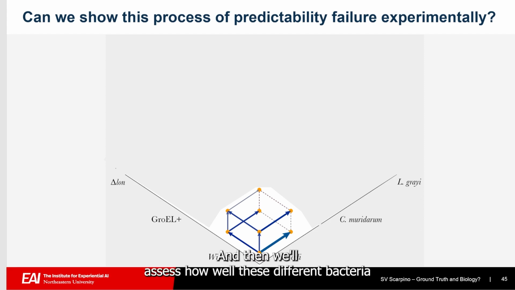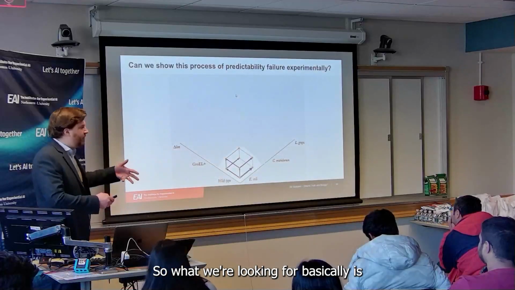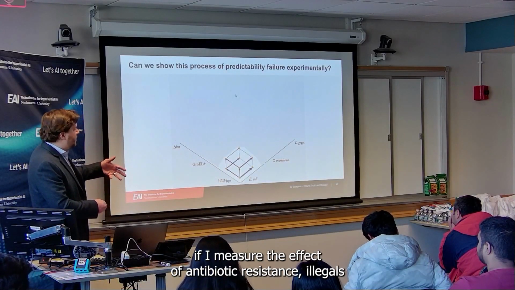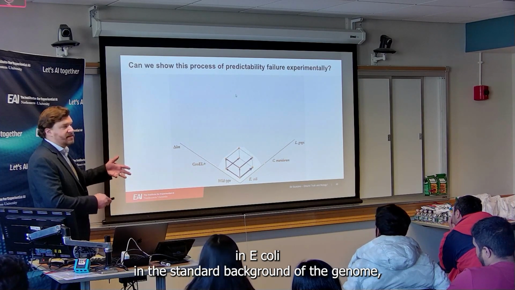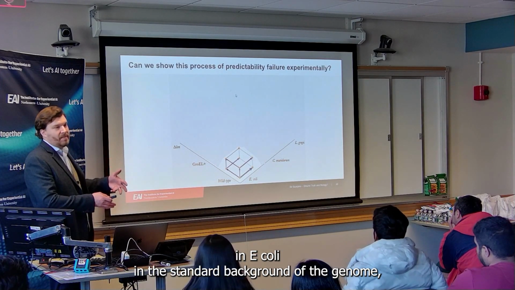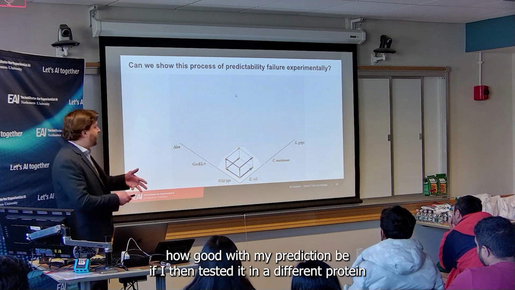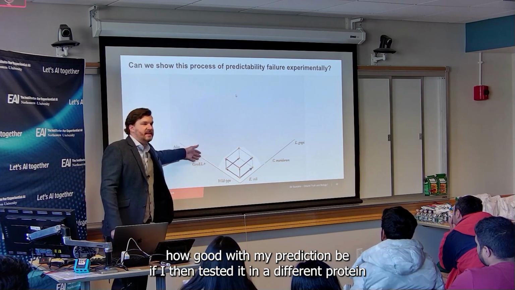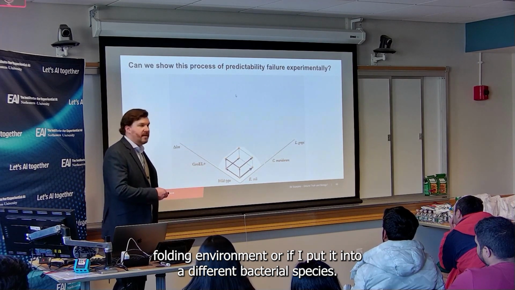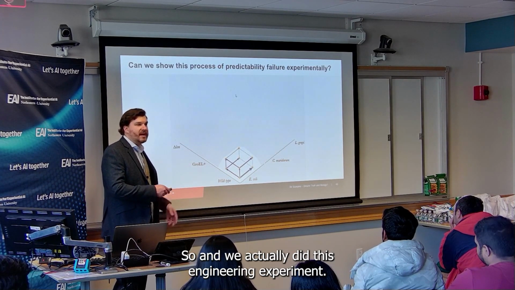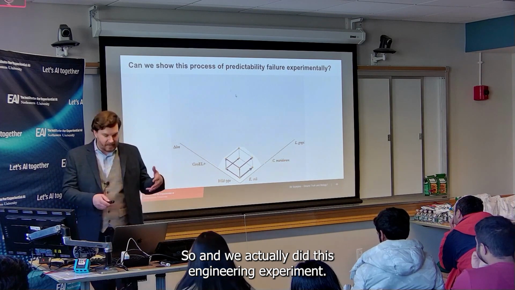And then we'll assess how well these different bacteria grow under the presence of antibiotics. So what we're looking for basically is if I measure the effect of antibiotic resistance alleles in E. coli in the standard background of the genome, how good would my prediction be if I then tested it in a different protein folding environment, or if I put it into a different bacterial species? And they actually did this engineering experiment.